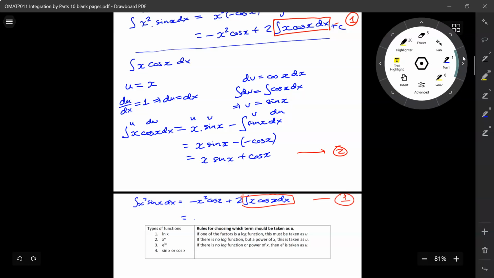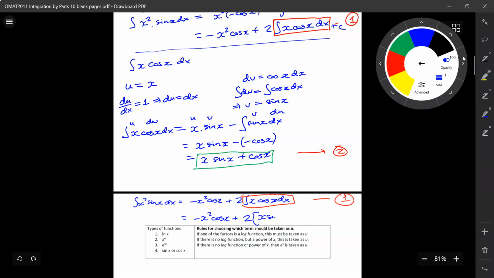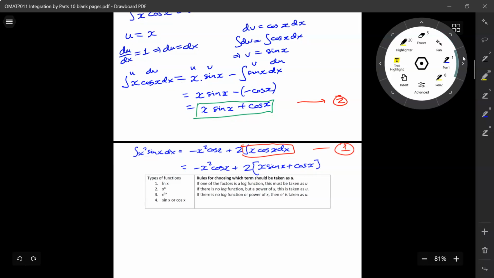So that tells me that's equal to minus x squared cosine x plus 2 times, open up brackets, and I'm going to take this one here. I'm going to substitute it in. So it's x sine x plus cosine x. And I'll skip beyond the box here. If I just come down below, that means the integral of x squared sine x dx is minus x squared cosine x plus 2 times x sine x plus 2 times cosine x.